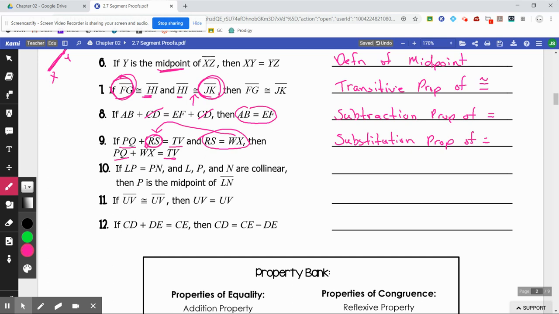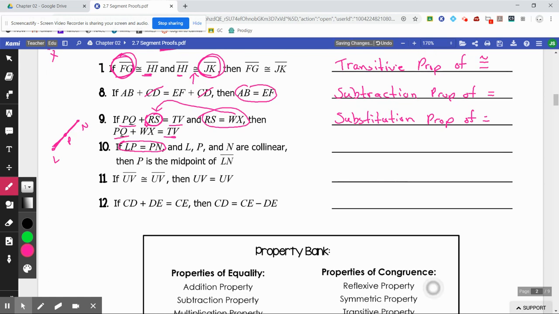Next up, number 10, if LP is equal to PN, and L, P, and N are collinear, then P is the midpoint. LP being equal to PN, okay? It says L, P, and N are collinear, and LP is the same length as PN. By definition, that is what a midpoint is. That would be the definition of a midpoint.